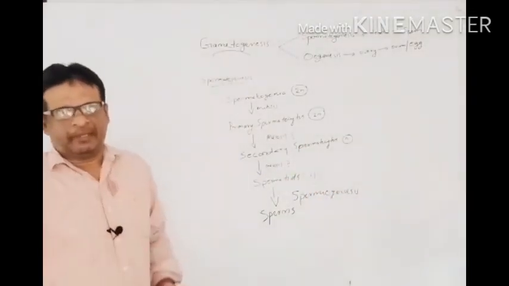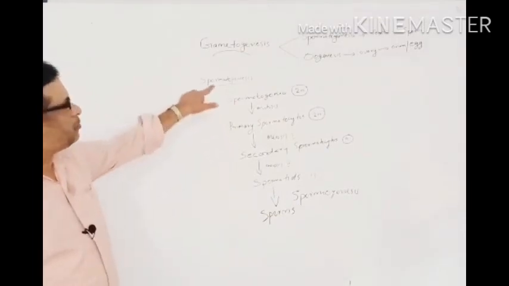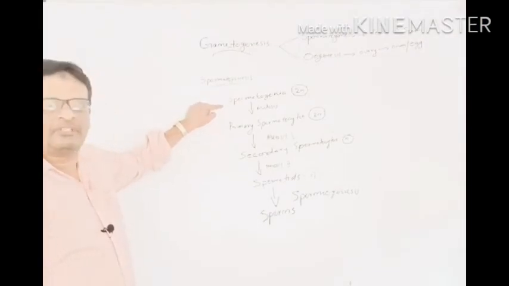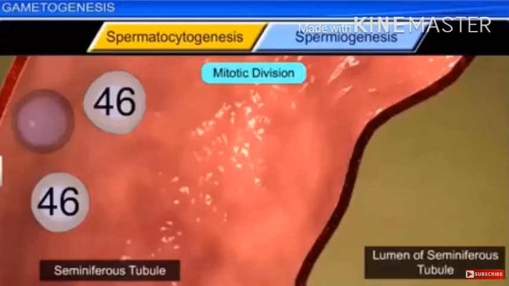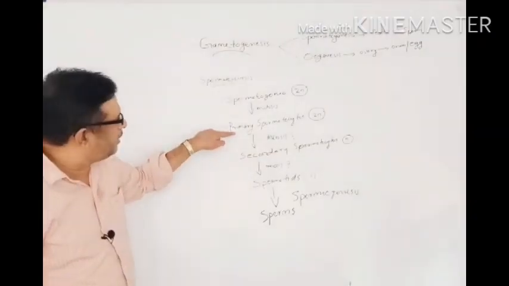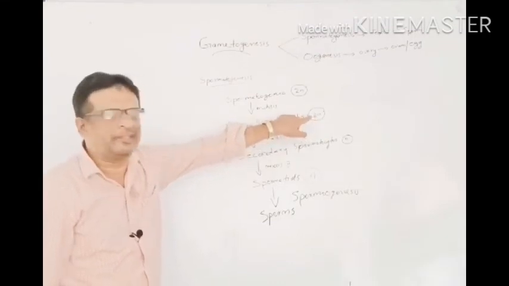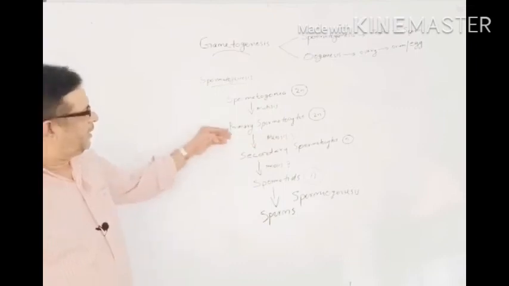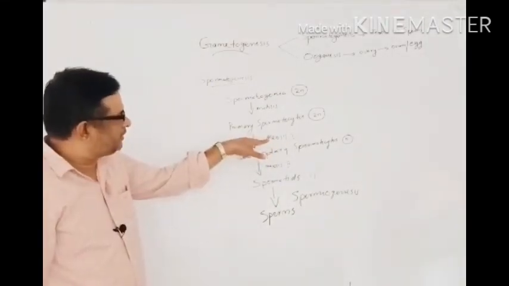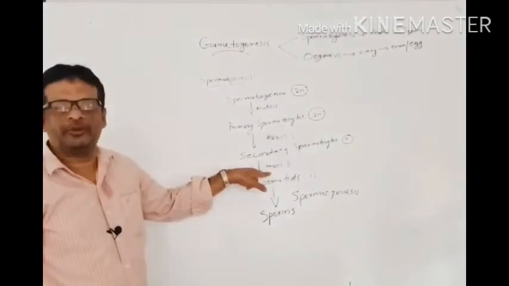So let me conclude my topic. Today we discussed the process of spermatogenesis. Spermatogenesis begins at puberty, and the primordial germ cells present in the seminiferous tubules of the testes undergo repeated mitotic division to form spermatogonia, or sperm mother cells, having 2N number of chromosomes. Some of the spermatogonia grow into large size and transform into primary spermatocytes having the diploid number of chromosomes. Then it enters into the maturation phase. As I already told you, the maturation phase involves two meiotic divisions. The first one is reduction division and the second one is equational division.